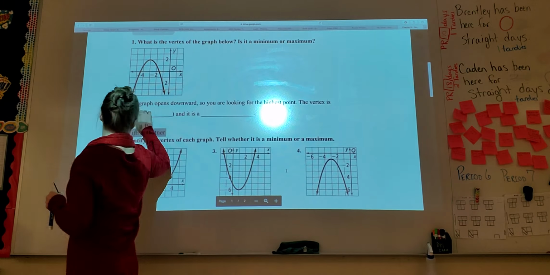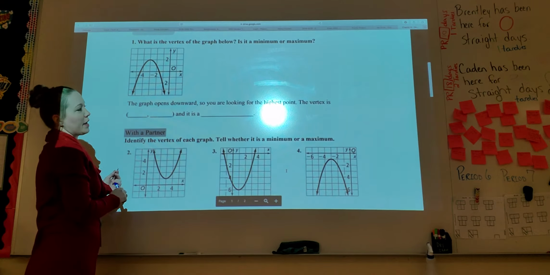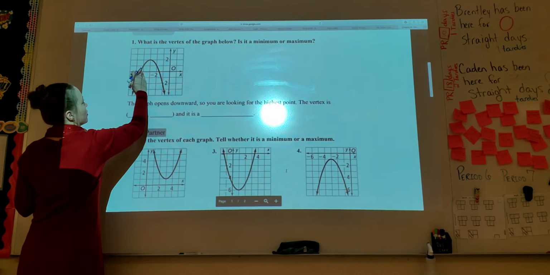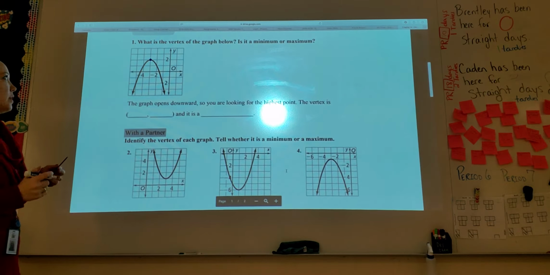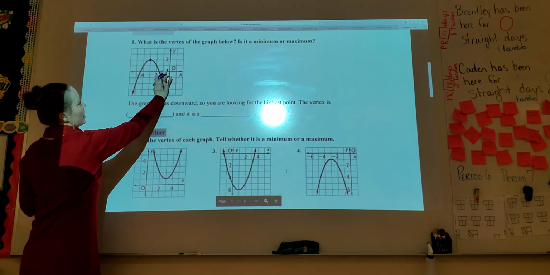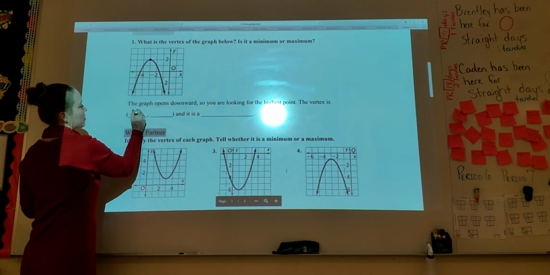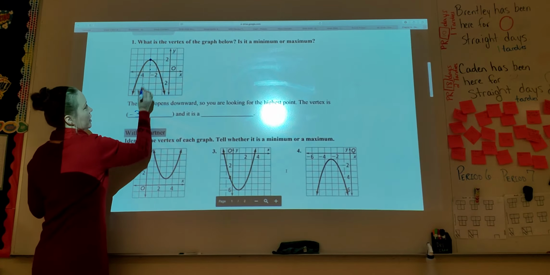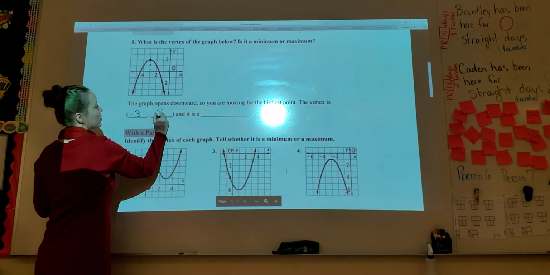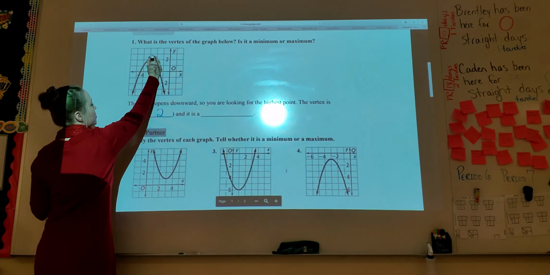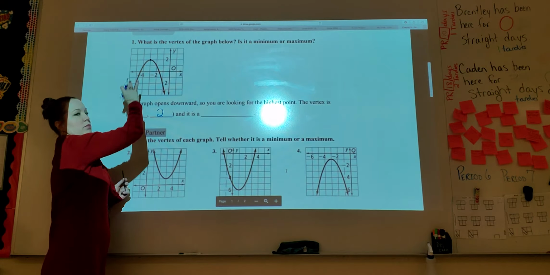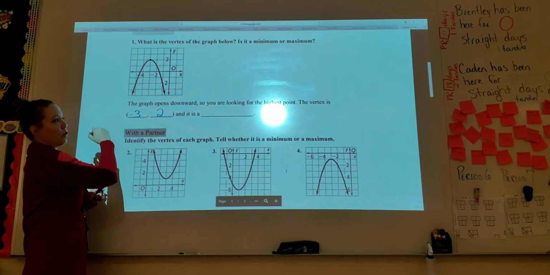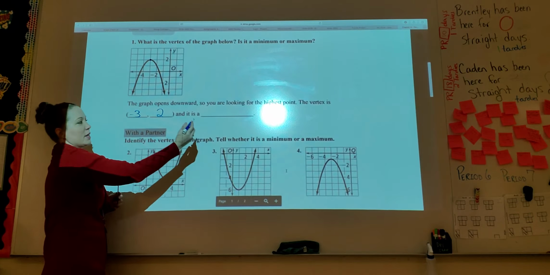So this first one, it says the graph opens downward. So you're looking for the highest point. The vertex is, so this point that we already pointed out here, we're going to have to name that point with its ordered pair. So -3 for your x. And again, that's your x, and then your y is 2. So -3 and 2. And it is a blank. So what is this point? Minimum or maximum? It's opening downward, so it has a highest point. Highest point is a maximum.